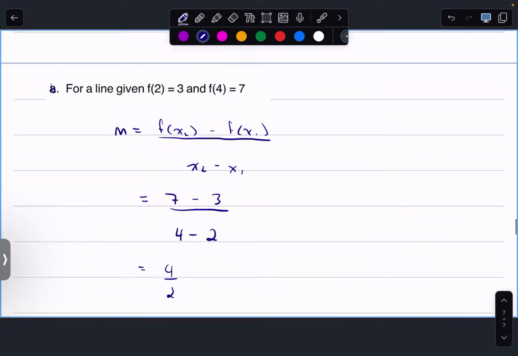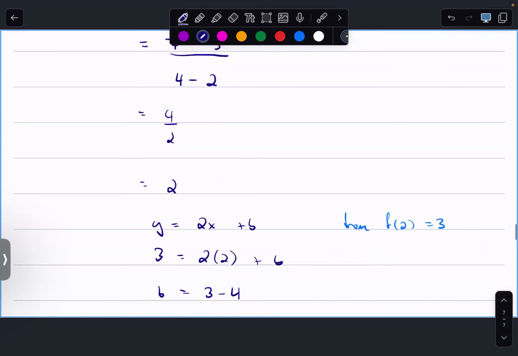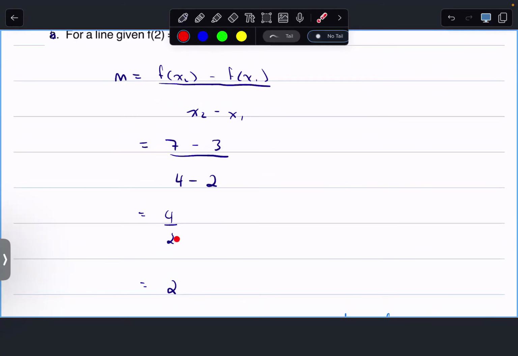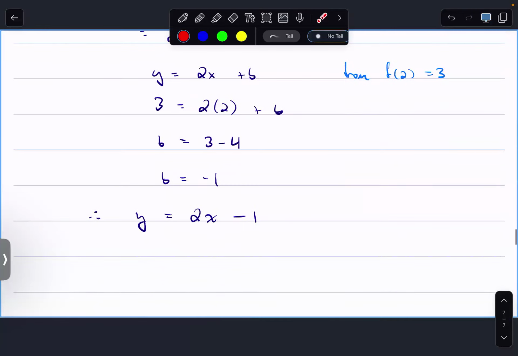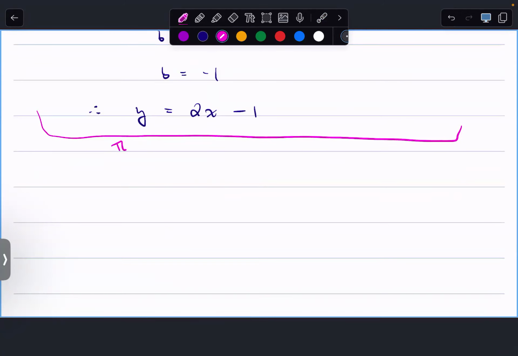I'd say this is the least amount of work that you could possibly show. I mean, I guess you could skip this step. I wouldn't, but you could go straight to 2x minus 1. Here, this is the least amount of work you could show for full marks.